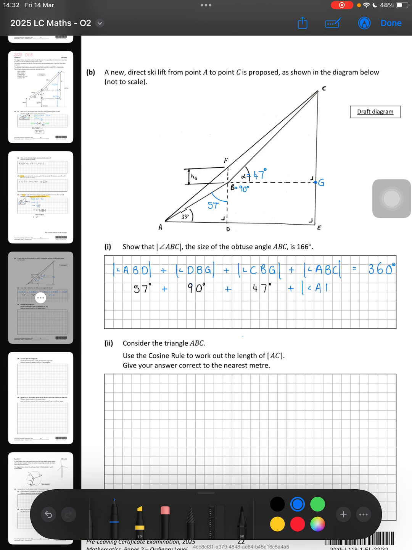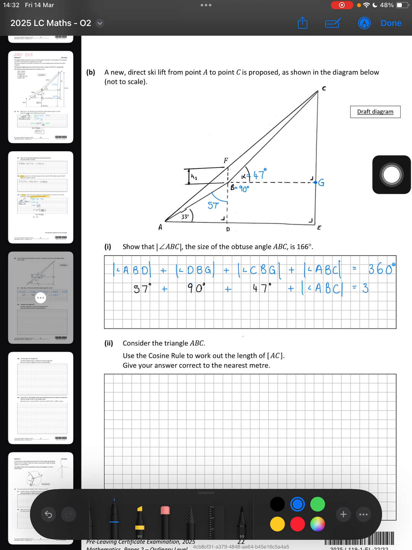Okay, remember when it says show, you're not actually filling in and saying, oh, look, it works. You're pretending you don't have that answer and you're trying to find it. So I'm trying to come up with the idea that that angle is 166 degrees.